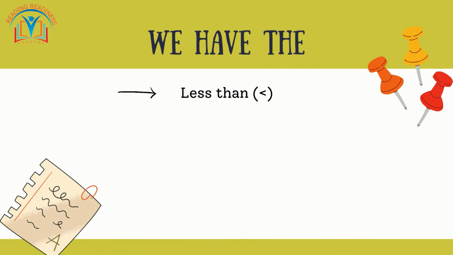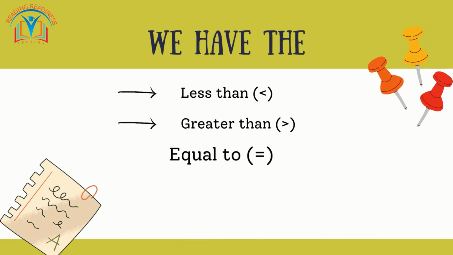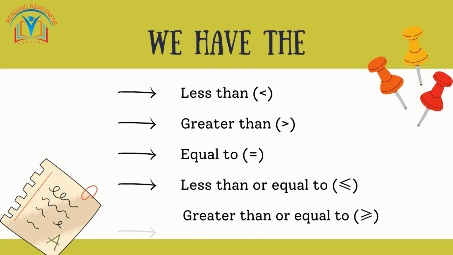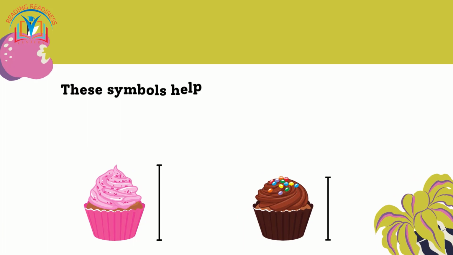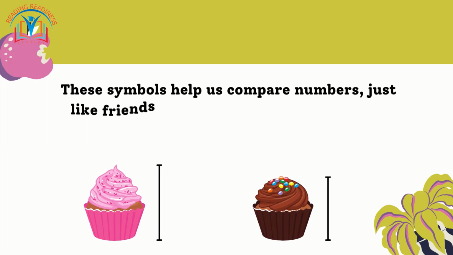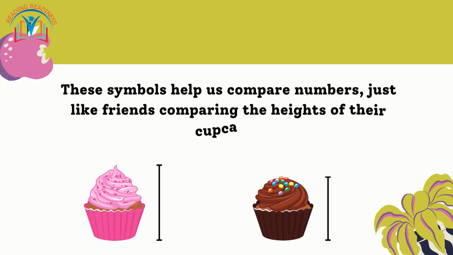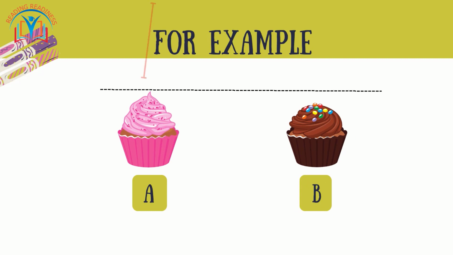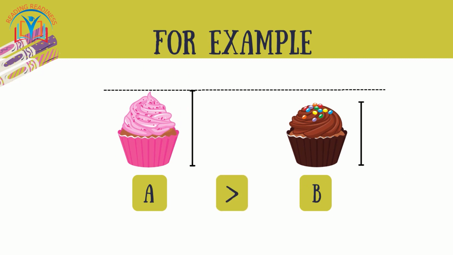We have the less than, greater than, equal to, less than or equal to, and greater than or equal to. These symbols help us compare numbers, just like friends comparing the heights of their cupcakes. For example, if we have cupcakes A and B, and cupcake A is taller, we use the greater than symbol to show this. The alligator mouth always chomps on the bigger number. We'd say A is greater than B.